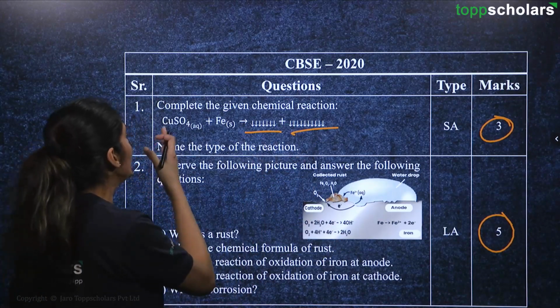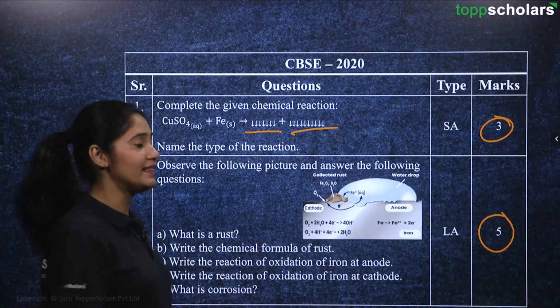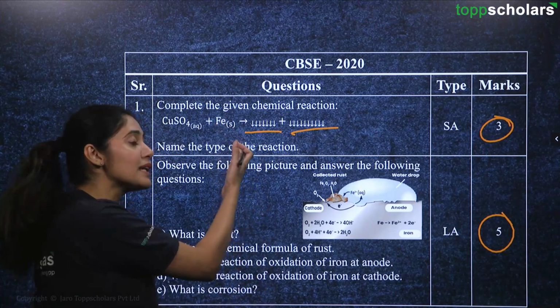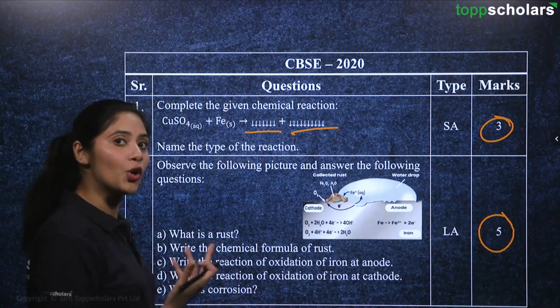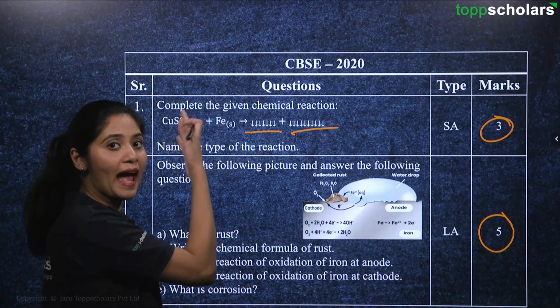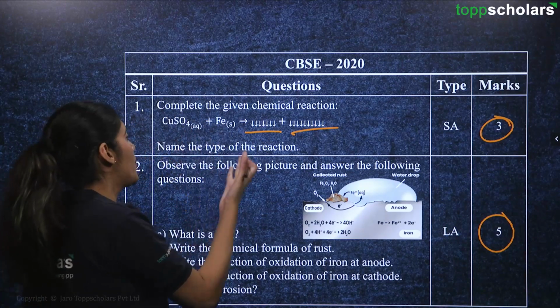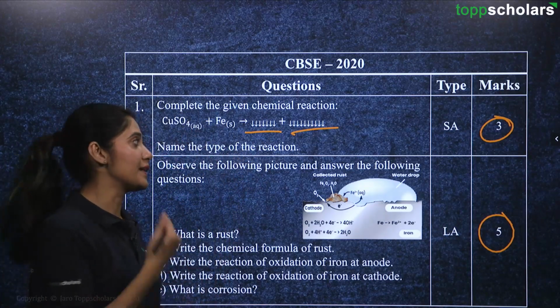Okay, and now name the type of reaction. We just said this is a displacement reaction because ferrous being more reactive than copper, it displaces copper and reacts with copper sulfate forming ferrous sulfate, right?